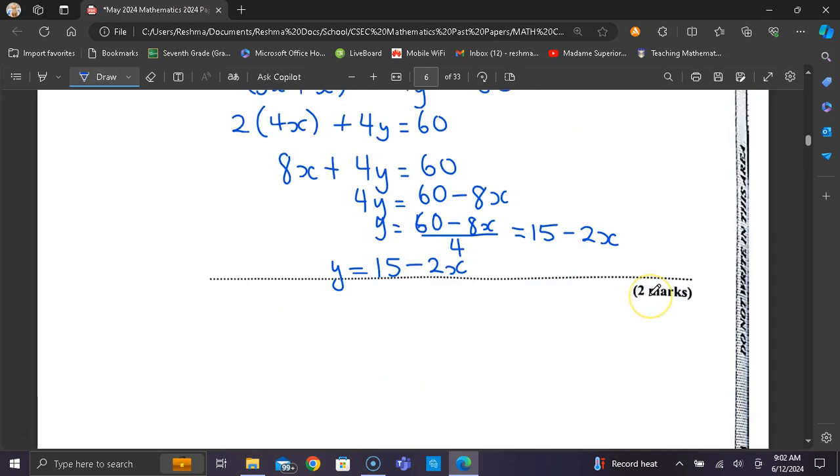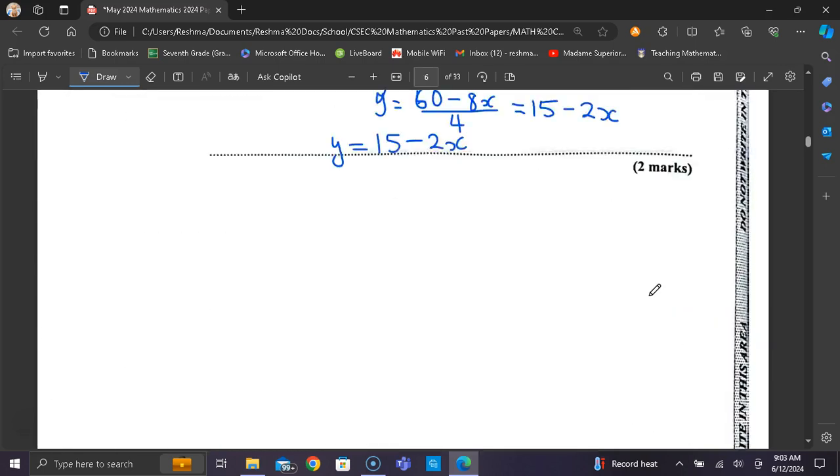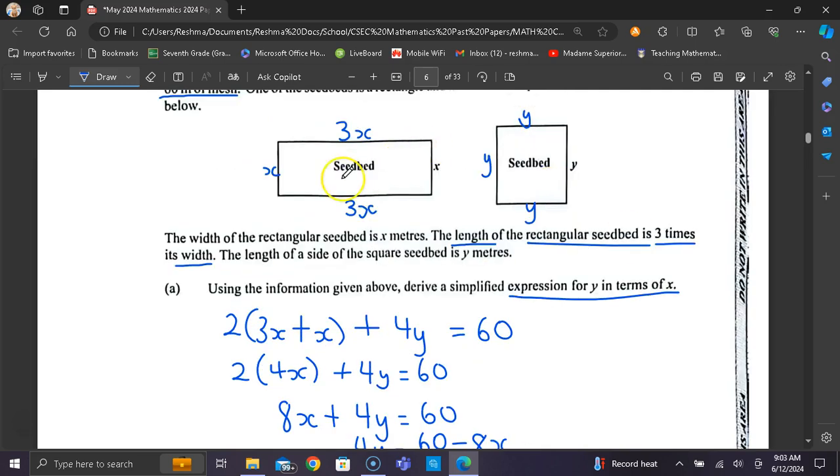Okay, so let's look at part B. The area of the rectangular seedbed is equal to the area of the square seedbed. Use this information and your answer in A to write down a quadratic equation in terms of x and show that it simplifies to x squared minus 60x plus 225 is equal to 0. So let's go back up. Now we're looking at the area of both seedbeds. The area of the rectangular seedbed will be length by width, so that's 3x by x, and the area of the square seedbed would be y times y, which is y squared.